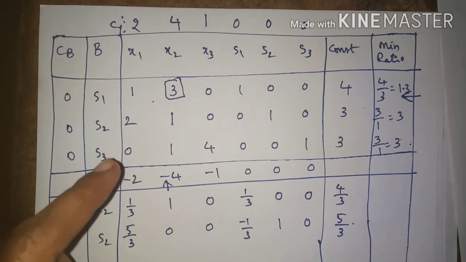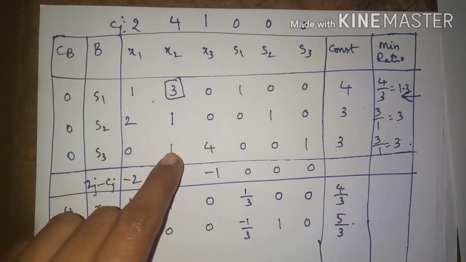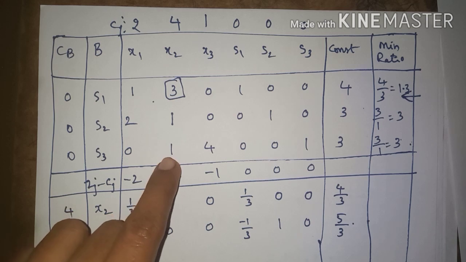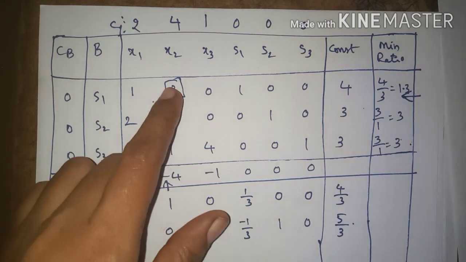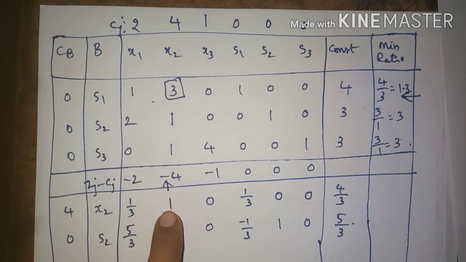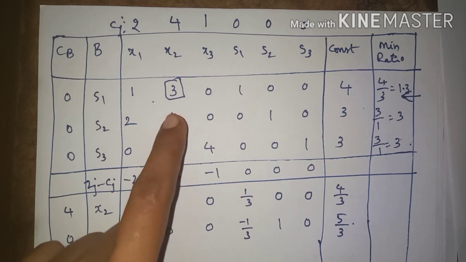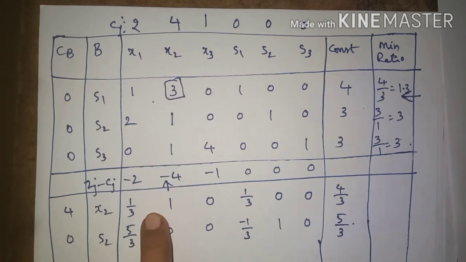Next, which element do we have to convert into 0? This element. How to convert this element into 0? To convert this element into 0, first write down that complete row, the old row. Old row is 0, 1, 4, 0, 0, 1, 3. And the new row means whatever the pivot element 3, converted into 1, is the new row. That one I will write first. New row: 1 by 3, 1, 0, 1 by 3, 0, 0, 4 by 3.